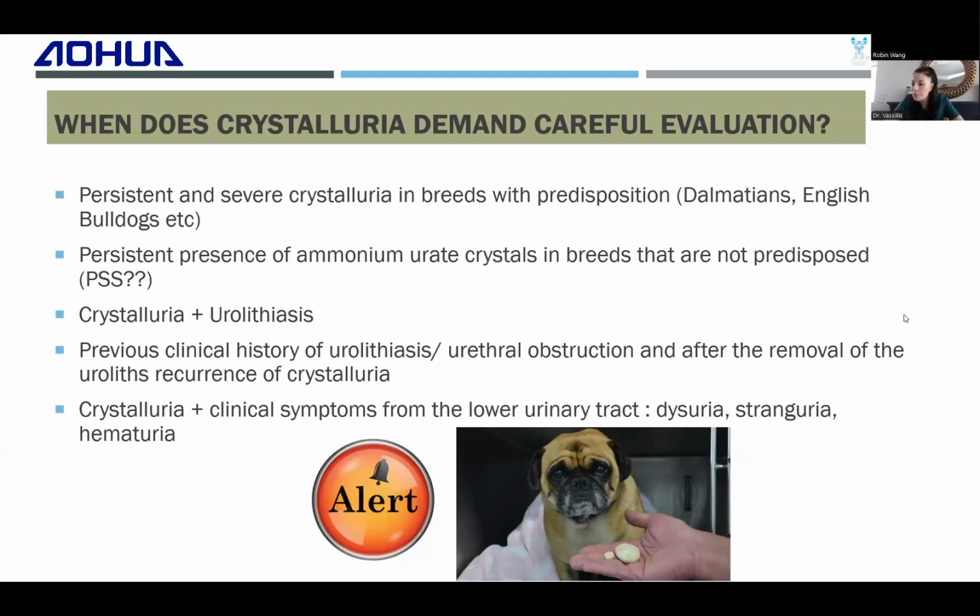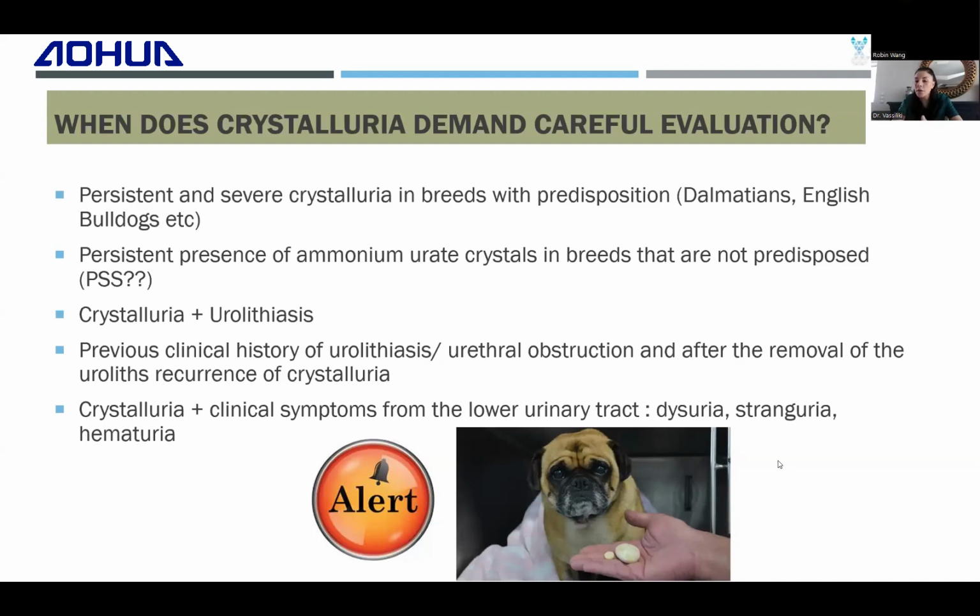Crystalluria plus clinical symptoms from the lower urinary tract. Maybe a urolith is absent, is not there. But if I have crystalluria and clinical symptoms from the lower urinary tract, like dysuria or stranguria or hematuria, then this dog should be monitored closely. Urinalysis, UPC, cultures, in order to avoid urolith formation and in order to actually diagnose the underlying pathology.